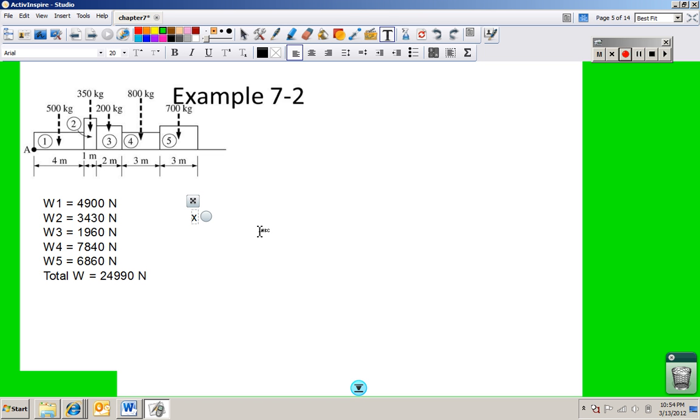Now x bar is just going to be equal to 4,900 times, now this is a quantity, parentheses in there, 4,900 times half of this 4, that's 2 meters. Then plus 3,430 times the 4 meters plus half of that, that's going to be 4.5 meters. Plus 1,960, now we're doing box 3, times 4 meters plus 1 meter, 5 meters, plus half of the 2. So that's going to be 6 meters.